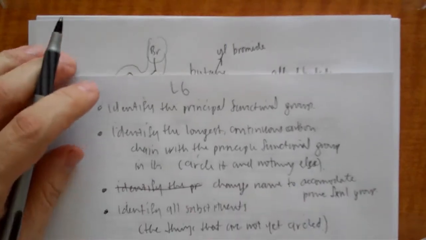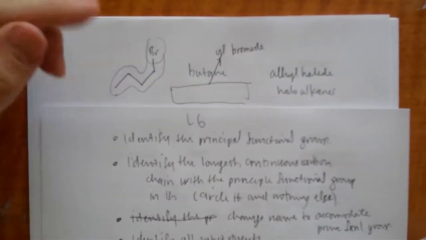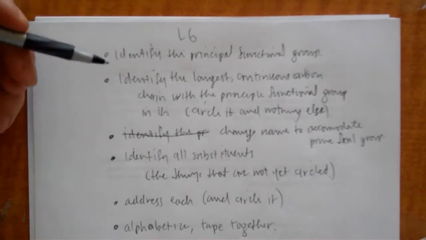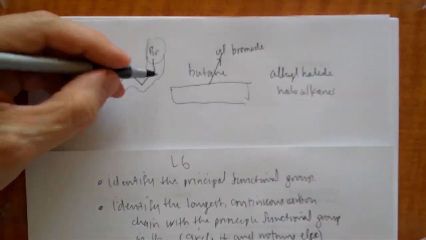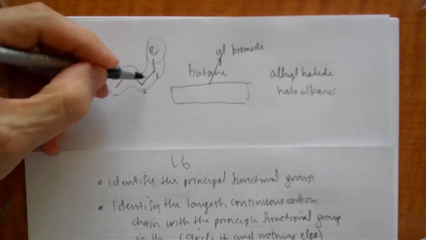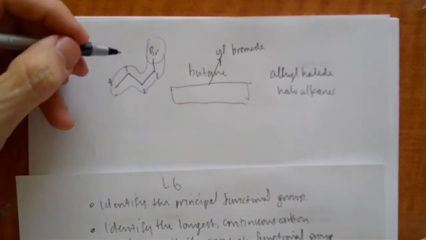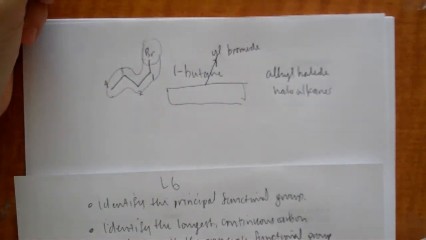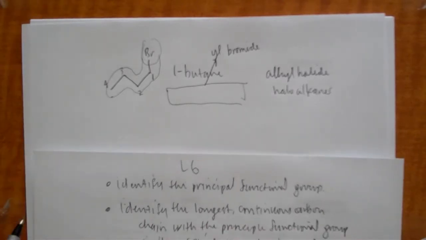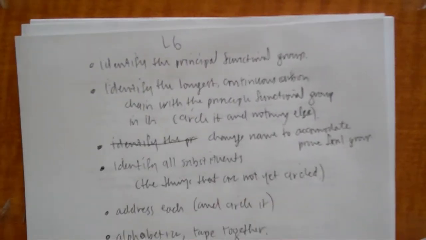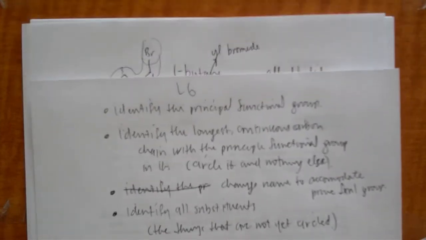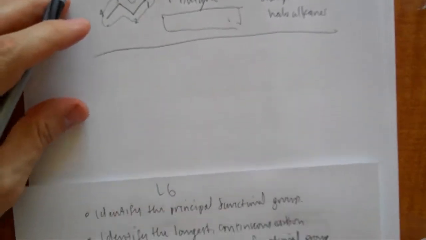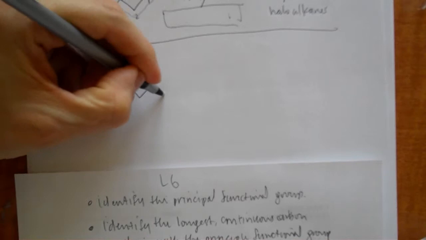All right? So now that we've done that, we have to identify all substituents. Well, in this case, we've got to say where the principal functional group is, and we're going to call it a substituent, and we have to address it. So I can see it's closer to this end of the carbon, so I'm going to call that carbon 1, or this end of the compound, carbon 1, 2, 3, and 4. So it is 1-butyl bromide. Okay? You do that one there. Address it. And then we alphabetize and we tape everything together. All right, we'll do another elaborate example here in a second. Okay, let's do 1, 2, 3, 4, 5.